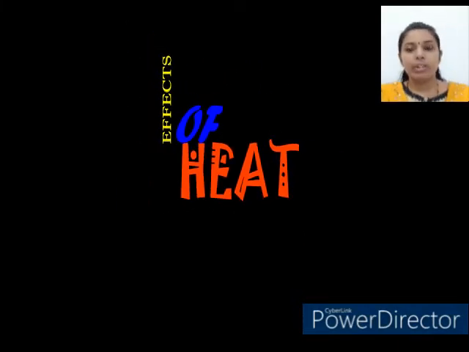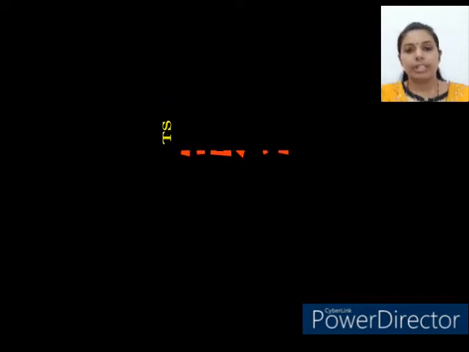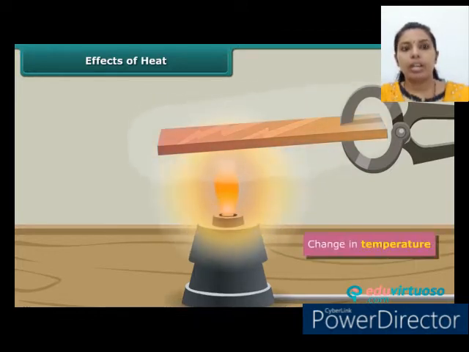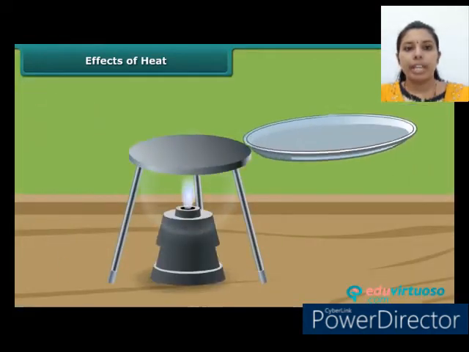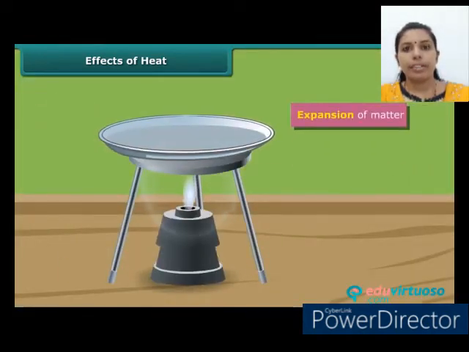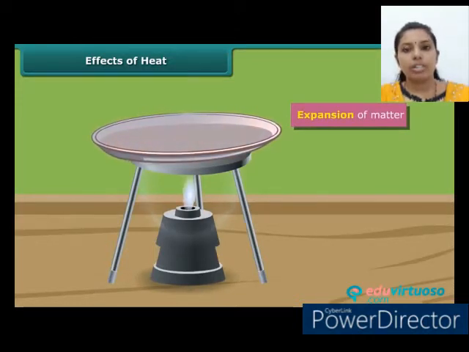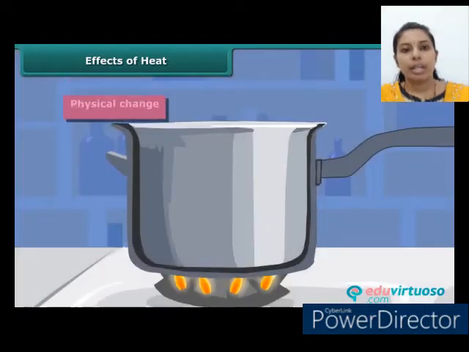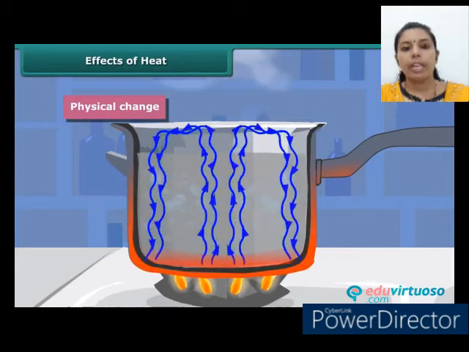In this module, we will discuss the effects of heat. When an object is heated, it undergoes many changes. The object becomes hotter. The object may expand or contract in size. A substance may change its state when heated. For example, water changes into water vapor on heating.